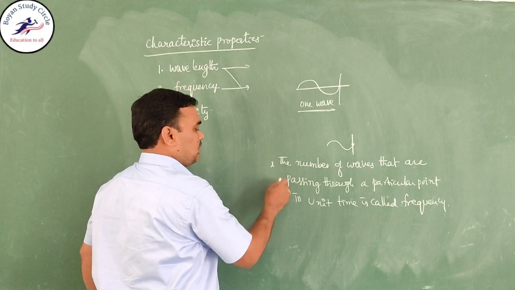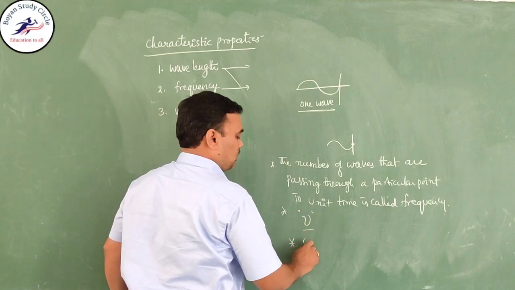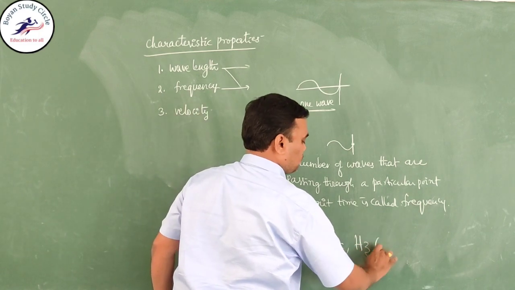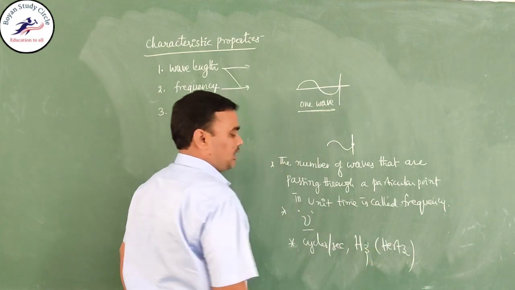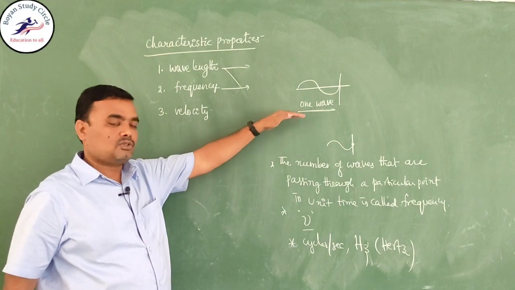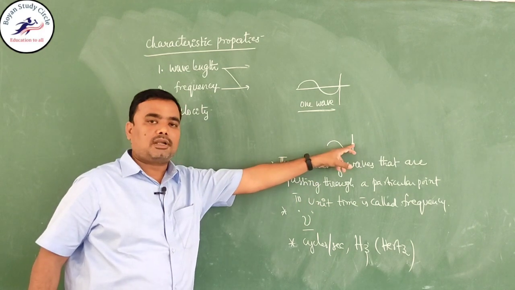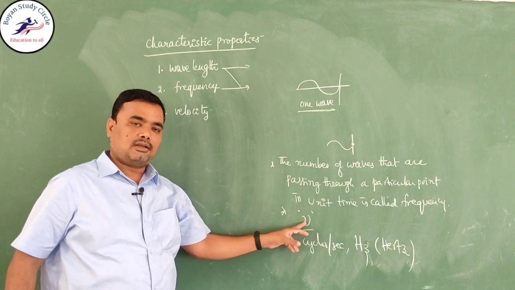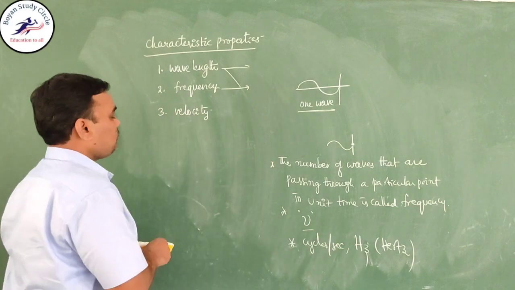This frequency is indicated with the letter nu, and the units are cycles per second or hertz. So this is the second characteristic property of light, that is frequency. Frequency is nothing but the number of waves that are crossing through a particular point in unit time. It is indicated with the letter nu, and units are cycles per second or hertz.